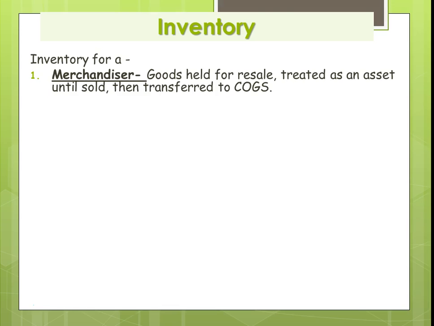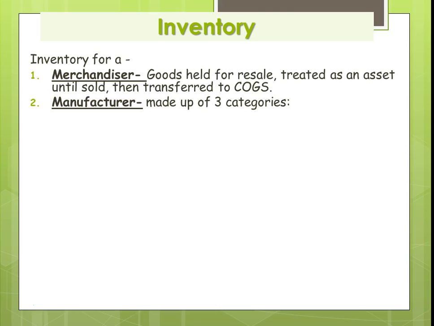Now, when we talk about inventory, we have two types of companies that have inventory. One is a merchandiser, and these types of companies normally buy completed goods and treat them as an asset until sold, and they're in the inventory account, and then when they're sold, they're transferred to cost of goods sold.